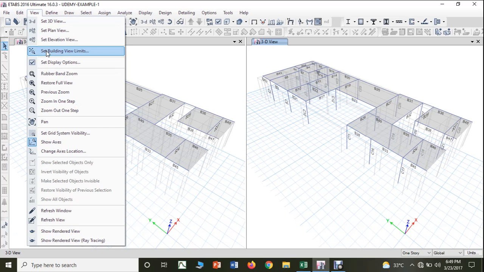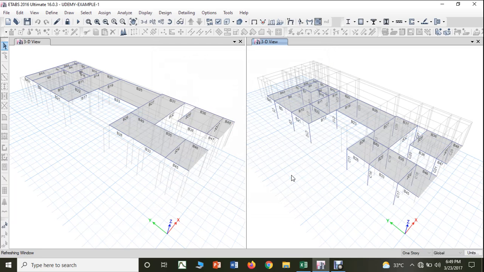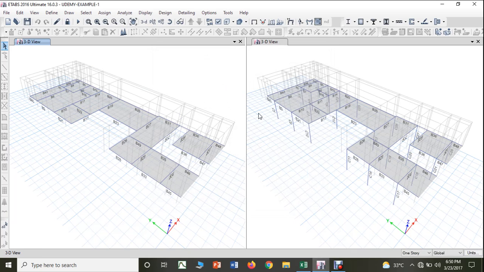So in the same manner, let us go to the view option, and now from story 2 we will go to story 1. When I go to story 1, you can see that this beam will be applied. Now from the top floor we have come to this one. Similarly here also I will go to the view and change from story 2 to story 1. Yes, so this is the first floor beam, right?